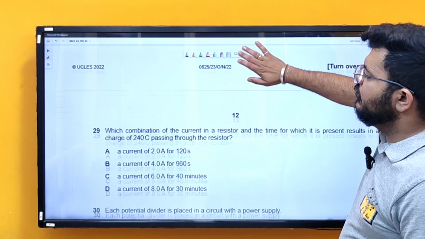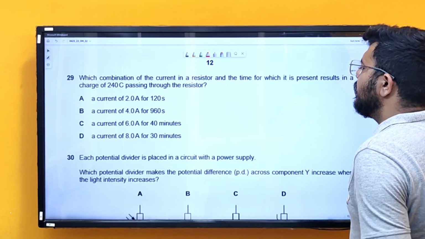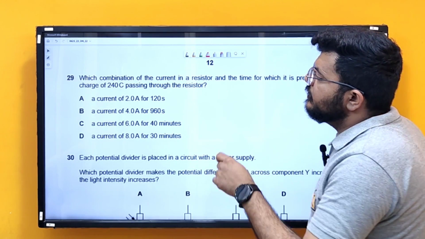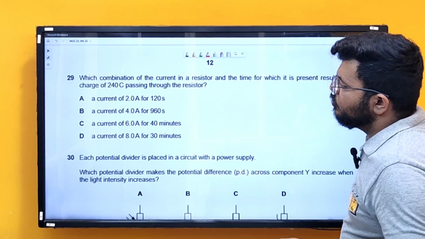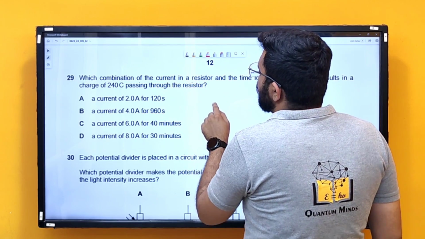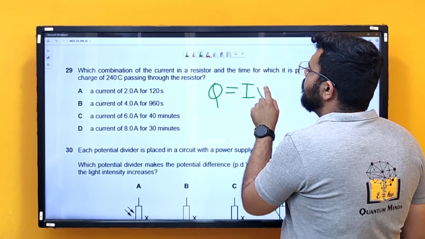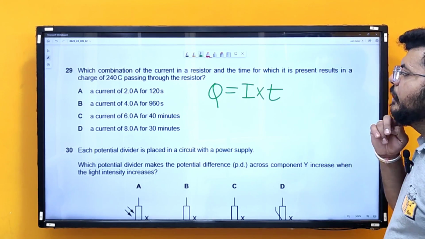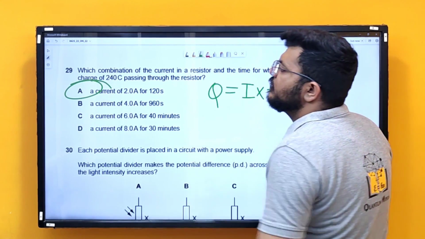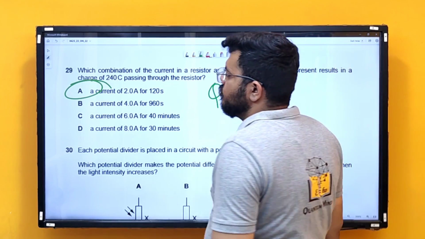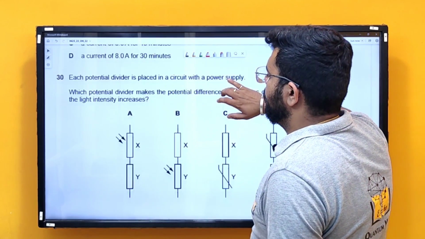Then we have question number 30. Which combination of current in a resistor and the time for which it is present results in a charge of 240 coulombs passing through the resistor? So 240 coulombs. Current is given. Q is equal to I multiplied by t, current times time. So 12 times 20, and option A itself gives you 240 coulombs of charge passing through. So option A is the correct answer for this question.